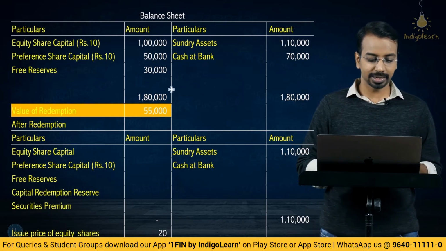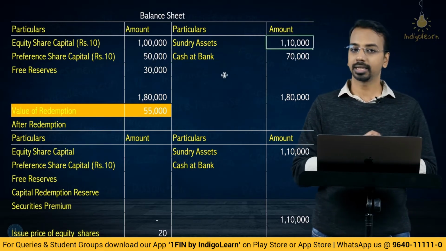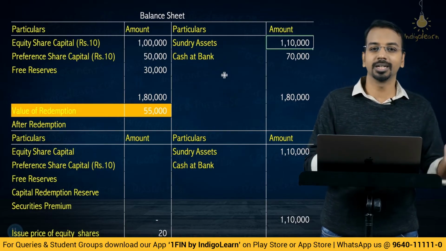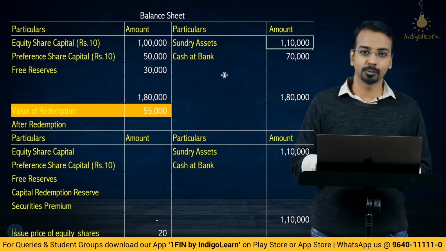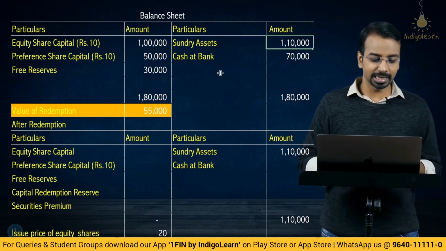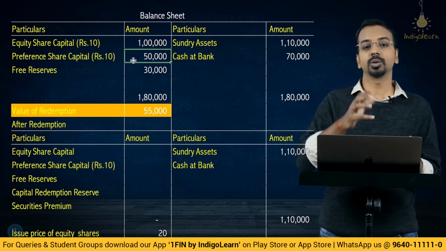Now in the same case, let us assume that free reserves are only 30,000 and sundry assets are worth 1,10,000. We have to redeem preference shares worth 50,000 at a premium of 5,000. Now how much of CRR needs to be created? We need to create CRR for 50,000, right? Because for the face value of shares we need to create CRR.